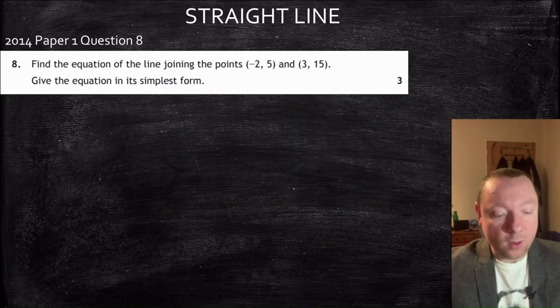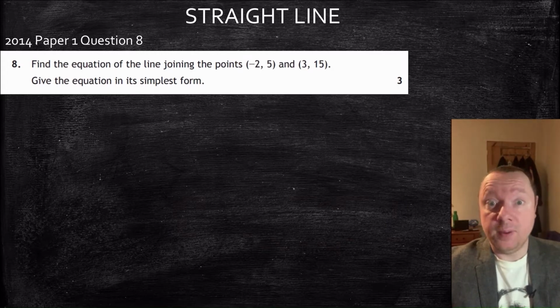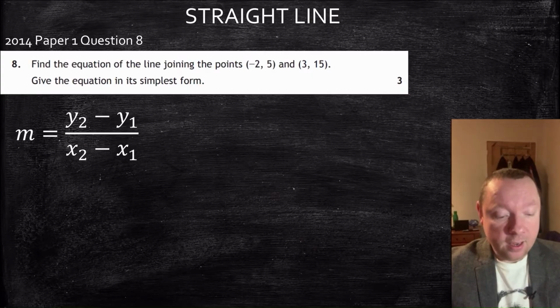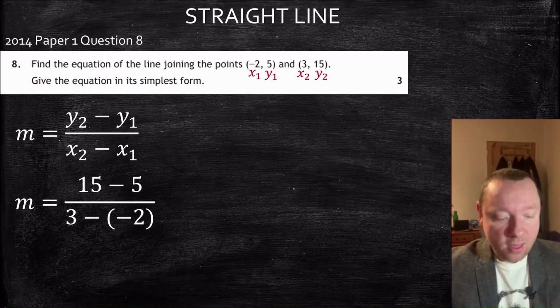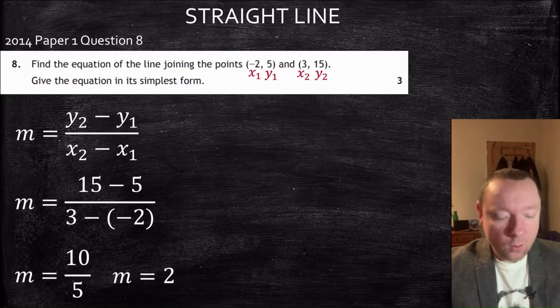2014, sorry, paper 1, question 8. Find the equation of a line joining these points. So you see a pattern here. Exactly the same again. Find the gradient. x1, y1, x2, y2. So we get 15 minus 5 over 3 minus negative 2. That's 10 over 5, which is 2.